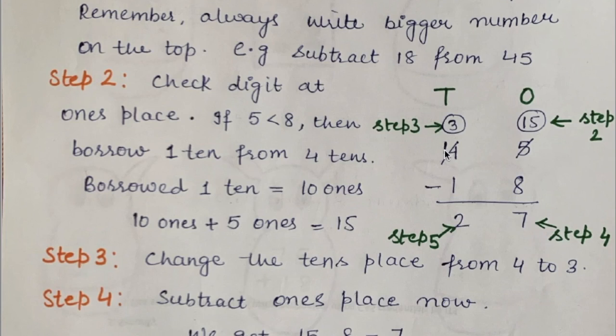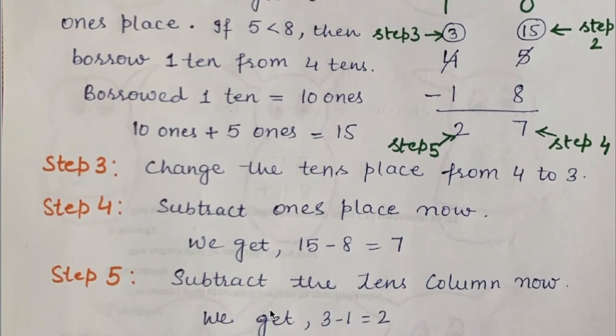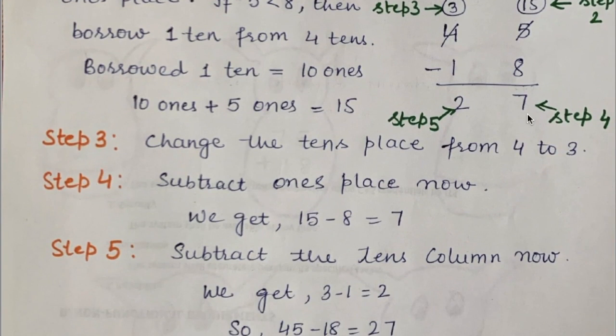Now, when we borrow 1 from 4, we get 3, because 4 minus 1 is equal to 3. So we cut 4 here and write 3 here. So in the tens place we have 3 minus 1, which is equal to 2. Then we got our answer, which is 27.